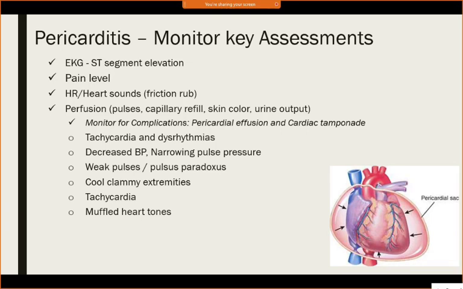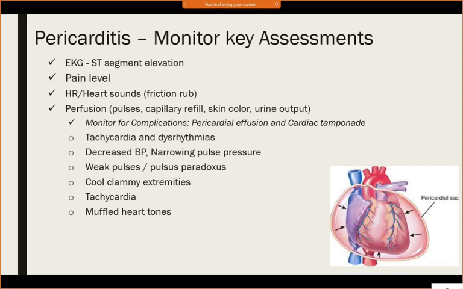The big thing, since the main complication of pericarditis is that pressure on the heart, you're going to be looking for cardiac tamponade, and I think this picture is a little bit better, showing you the pushing in. That sac doesn't expand very much, and so when there gets to be more and more fluid in that sac, it starts pressing on the heart. And as the heart gets pushed, the heart rate will go up. You'll get a decreased blood pressure because there's less blood flowing out of the heart.